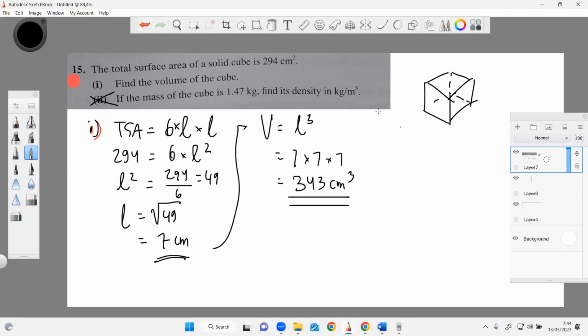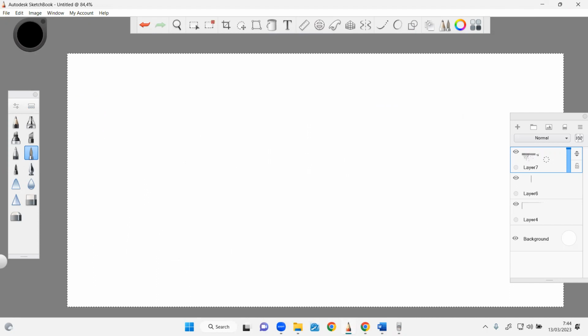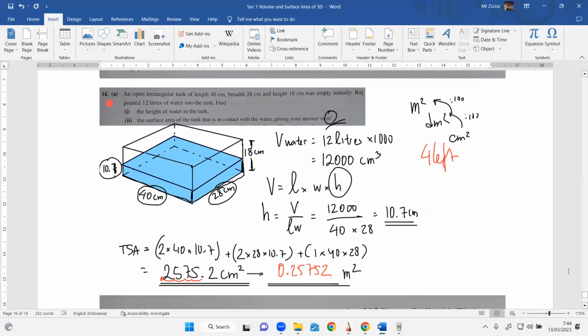Okay, this is 7, 7, 7. It's a cube and the formula is clearly stated. You don't have to put the BP height plus 2BA, which is wasting time. Okay, next. 15 is done.